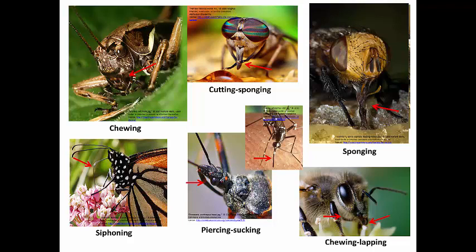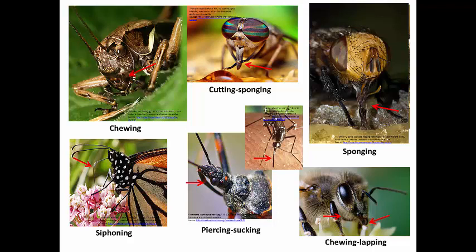Tasting in these cases is actually carried out primarily by sensory hairs on the feet and on the tarsi, and then on the end of the mouth parts themselves. So the maxillary palps and the labial palps don't have as much of a tasting function initially. So it's the feet and the end of the mouth parts that do that in this case.